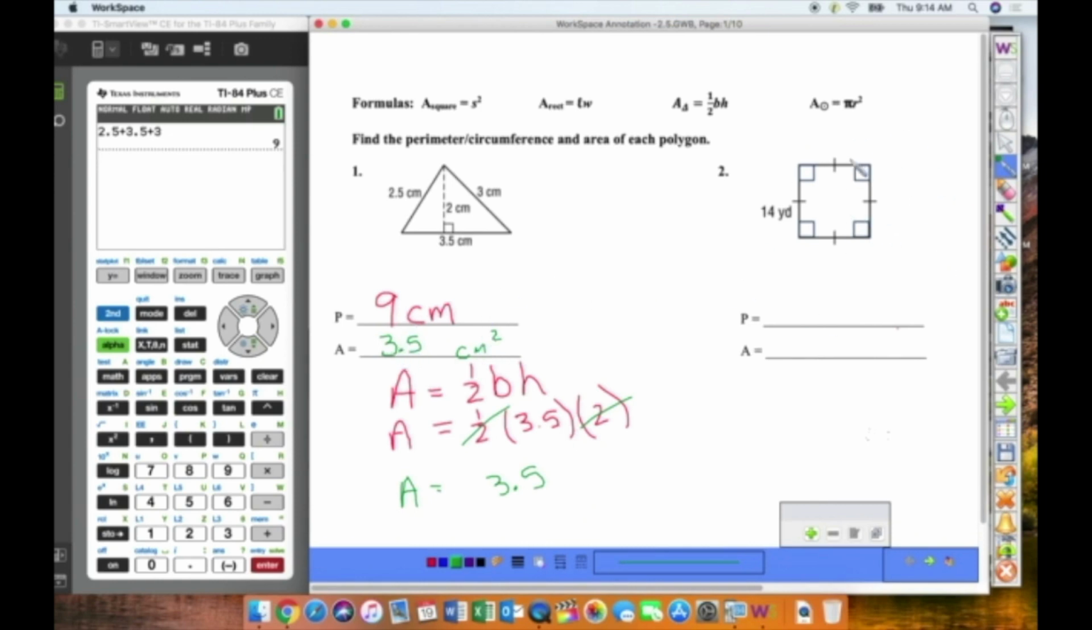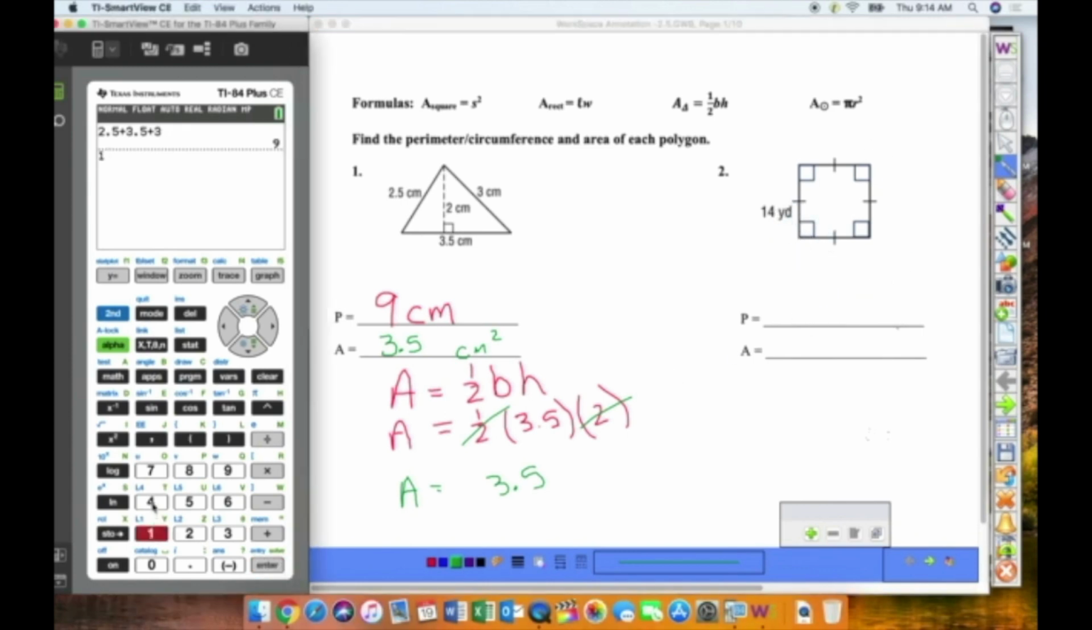So realize what shape we got here. This is a quadrilateral, but it has 4 right angles and 4 equal sides thanks to our tick marks. So that is by definition a square. We'll learn more about that in chapter 6. But the tick marks mean all the sides are the same. So if this is 14, then they're all 14.